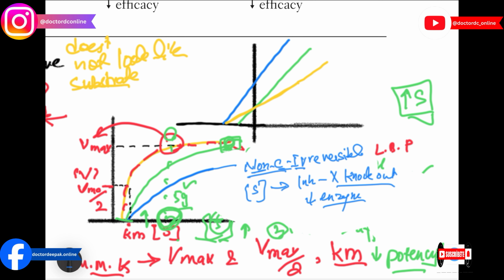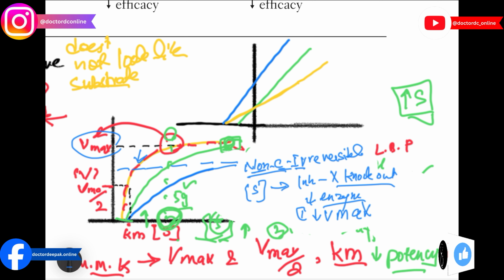So when the number of enzymes gets lower, you already know that is the line of a normal Vmax. After adding the inhibitor, the Vmax will decrease, and so we can make one point: non-competitive inhibitors can decrease Vmax. Fine. And secondly, after giving the maximum dose, you are getting this effect.